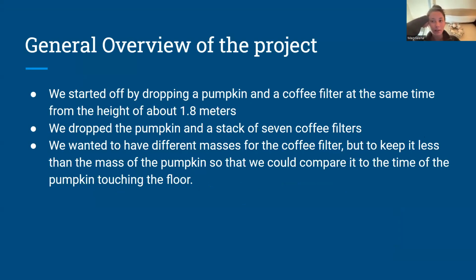We started off by dropping a pumpkin and a coffee filter at the same time from a height of about 1.8 meters. The weight of the pumpkin was 27.80 grams, and the weight of the single coffee filter was 0.68 grams. Then we dropped the pumpkin with a stack of 7 coffee filters, which weighed 4.80 grams. We wanted different masses for the coffee filter, but to keep it less than the mass of the pumpkin so that we could compare it to the time of the pumpkin touching the floor.